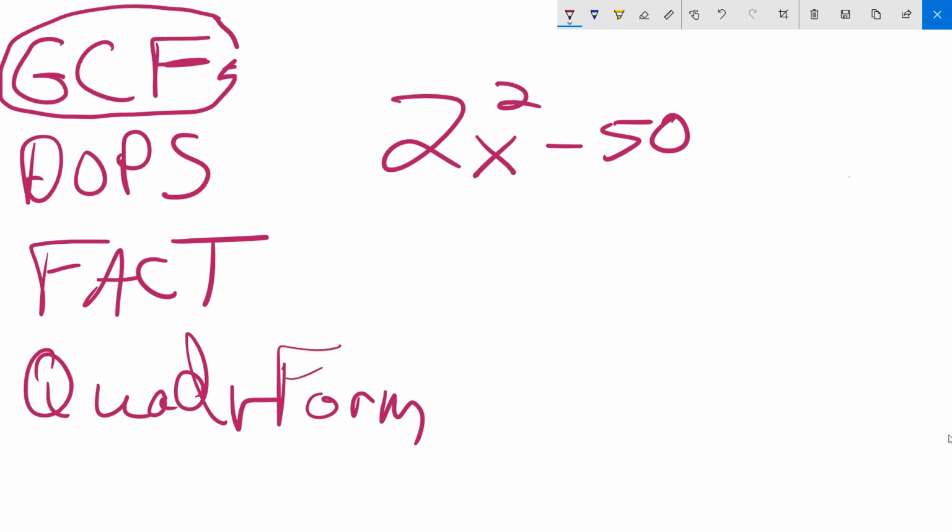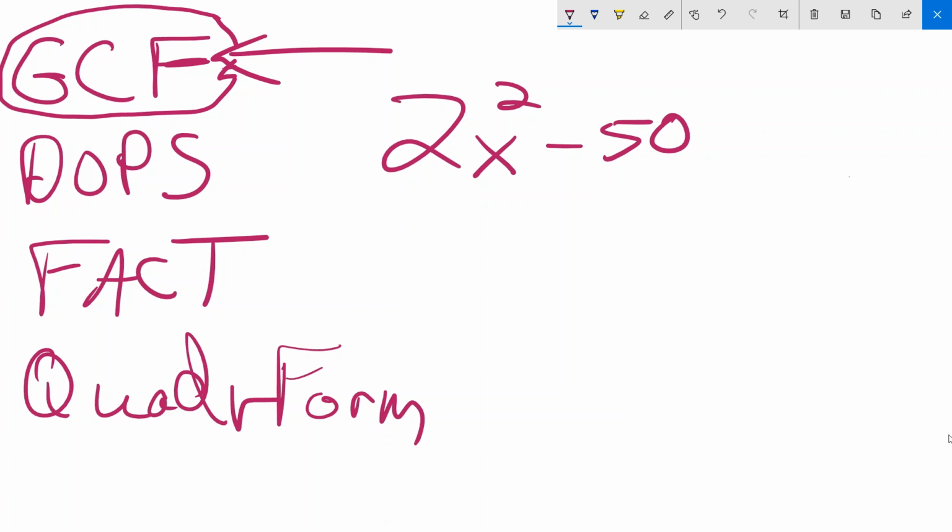Factor that. 2x. Always start there. In other words, the reason I've listed these in that order on the left is that it's the order for every single factoring problem. You want to see if there's a greatest common factor, because if there is, this problem is going to turn into a simpler one.